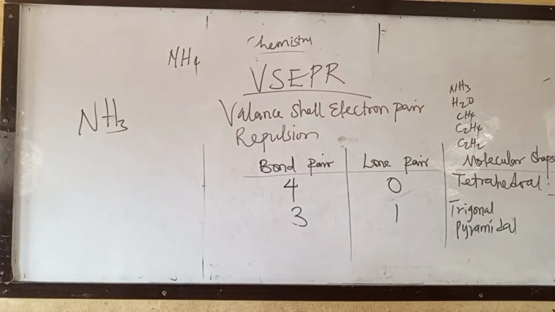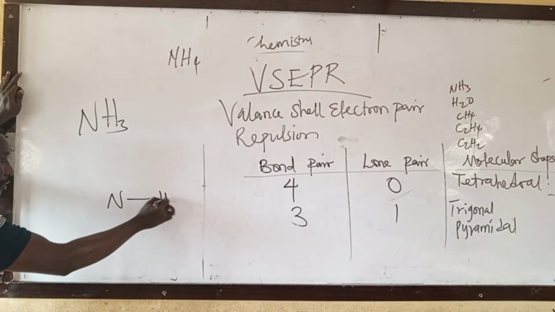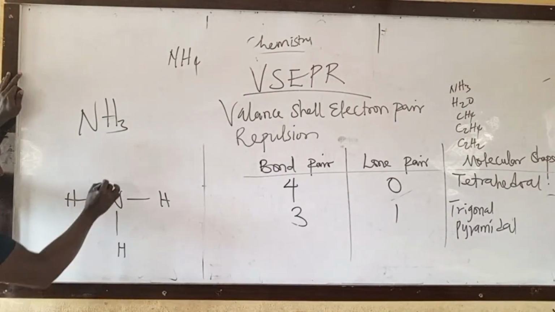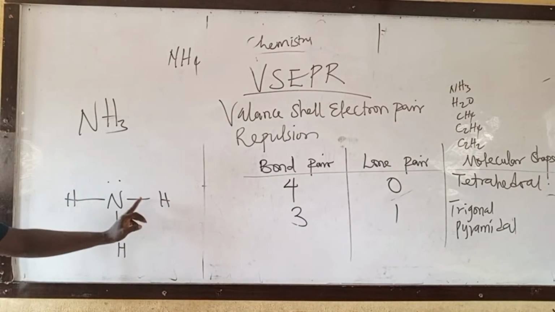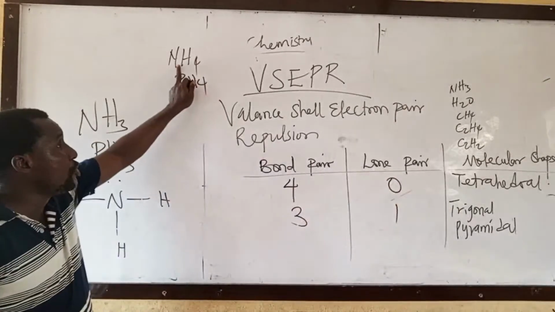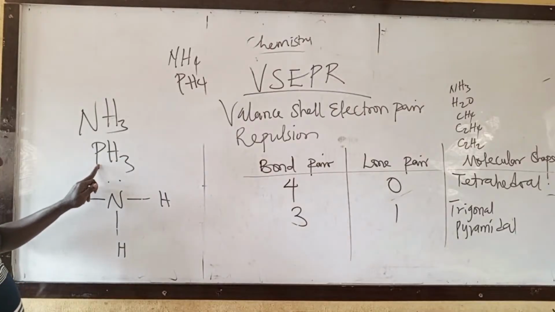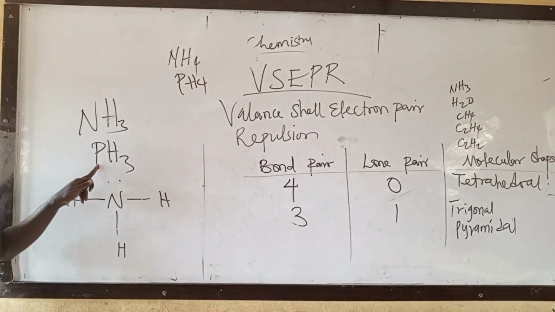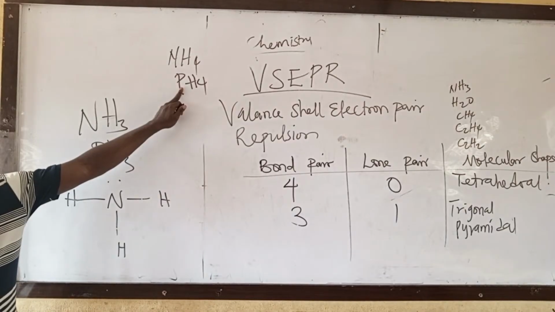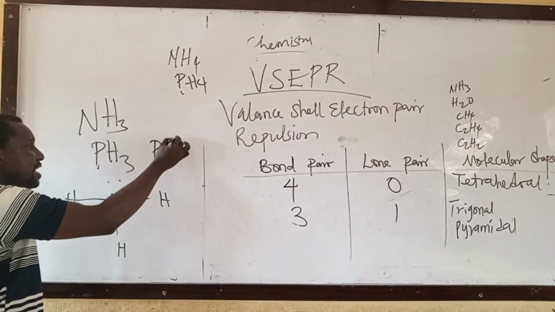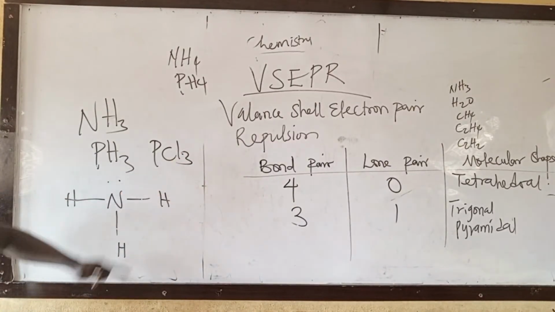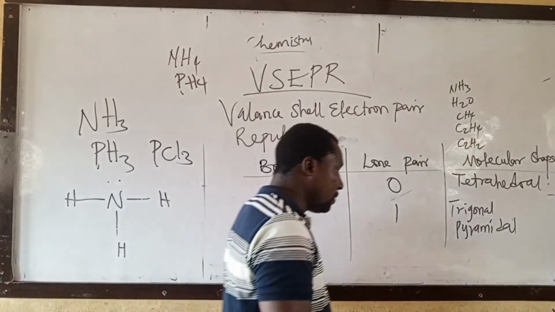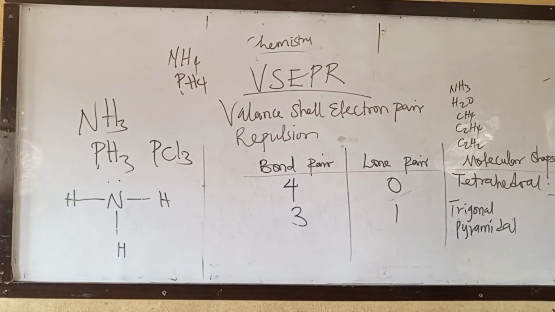Okay, example of this. Look at this, ammonia. In ammonia, how many bond pairs do we have? We have 3 bond pairs: 1, 2, 3. Ammonium is what? Tetrahedral. Phosphine is what? Phosphonium is what? What about PCl3? Phosphorus trichloride is also an example. Write them down. Trigonal pyramidal.